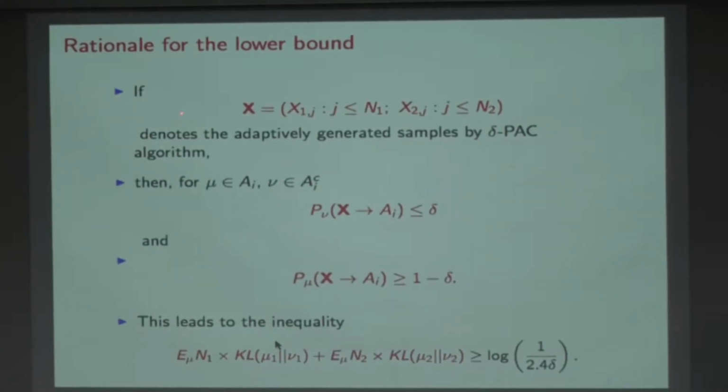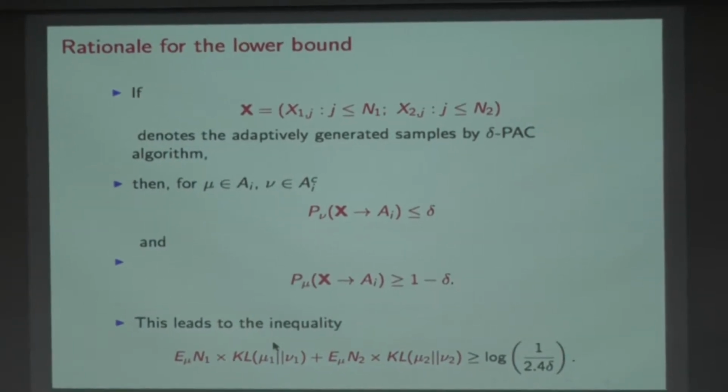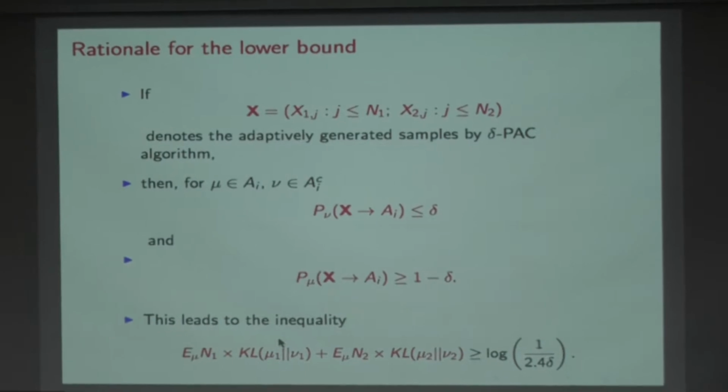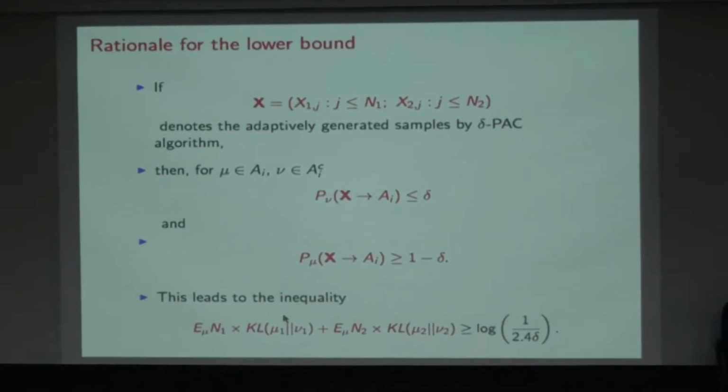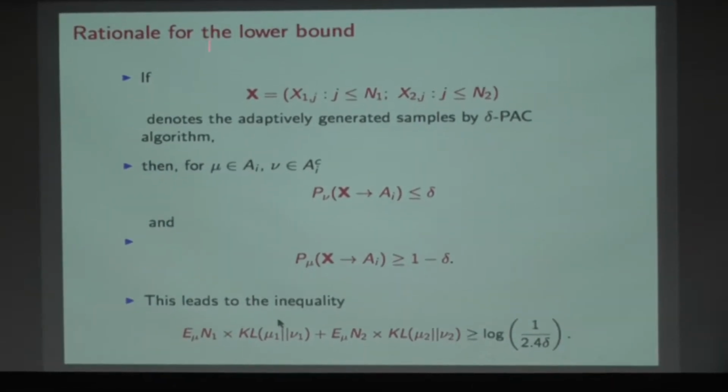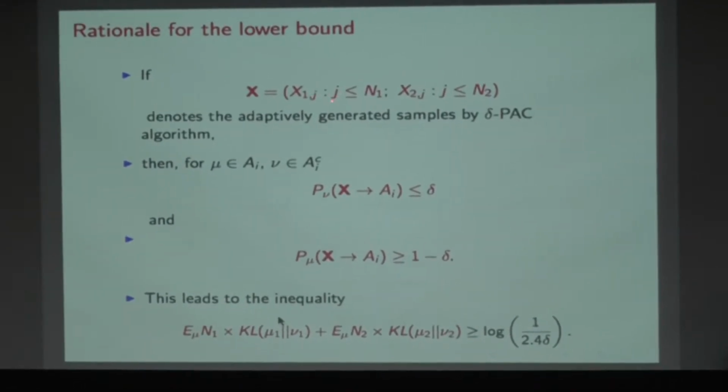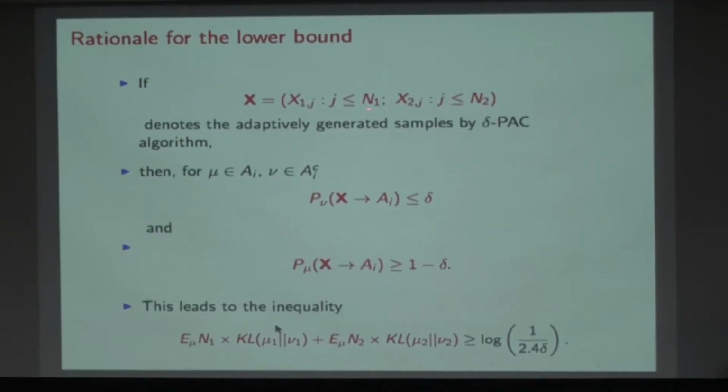Okay, so let's see, rationale for this lower bound. Suppose the algorithm is a delta-PAC algorithm. It's only going to see data. It will sample from all these arms and it will only see data. It doesn't know anything else about the distributions. So it's going to just observe X_1j, j less than or equal to n_1, so these many samples from arm 1, these many samples from arm 2. That's the data it saw.